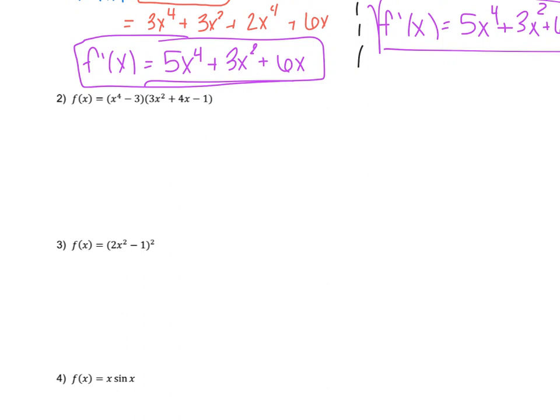All right, so I'm going to apply the product rule again. So the product rule for the derivative here would be the first function as is, so x to the 4th minus 3, times the derivative of the second. So that would be 6x plus 4, plus the derivative of the first function, so we're just reversing it, flipping it, 4x cubed times the original second function, 3x squared plus 4x minus 1.